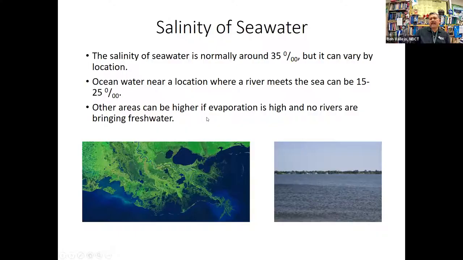Other areas, instead of having a lower salinity, can have a higher salinity, and this is an example of a lake in Louisiana. This is Lake Charles, and Lake Charles has a higher salinity because the water is evaporating and no rivers are bringing in fresh water. So we have the water evaporating, so this gets saltier and saltier. We call that brackish water.